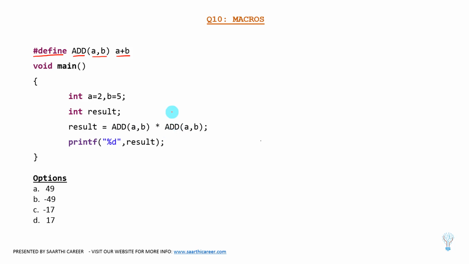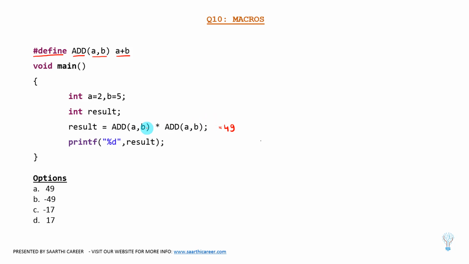Whenever I end up asking this question in the interviews, I generally get the answer as 49, which is add A comma B. So 2 plus 5, that is 7, and then 7 into 7, which is 49. But guys, hold on, this is not the answer.